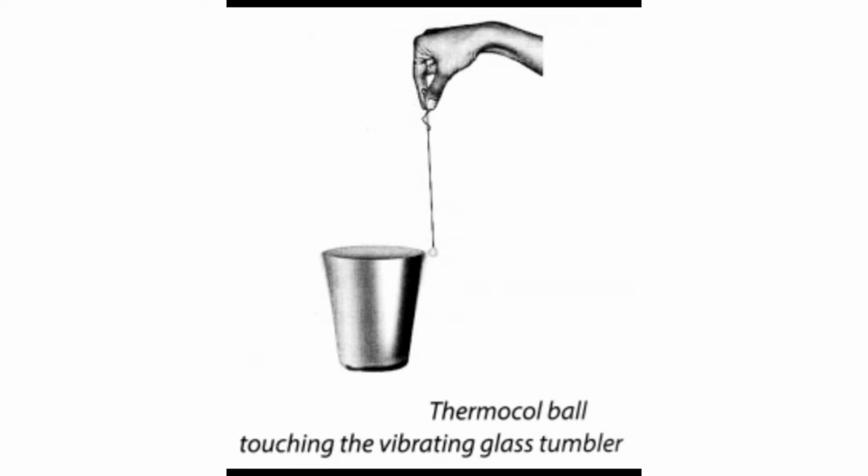Okay, so the first activity is according to the sonority or metallic sound. So here you can see that there is one thermocol ball, and it is touching and vibrating the glass tumbler. If you use a metal ball instead of this thermocol ball, then obviously it will give the metallic sound. So you can take a 1 rupee coin, which is obviously made of metal, and a piece of charcoal, a form of carbon, which is a non-metal.